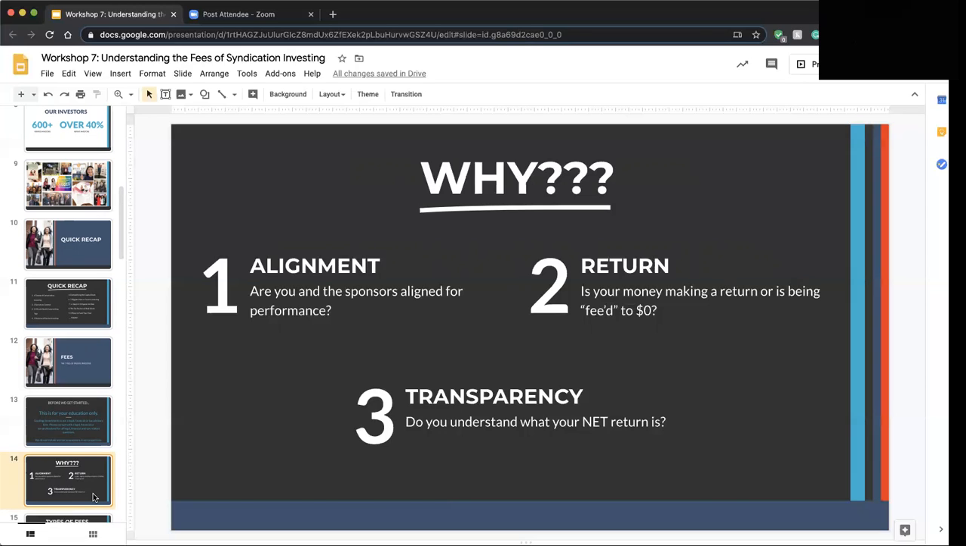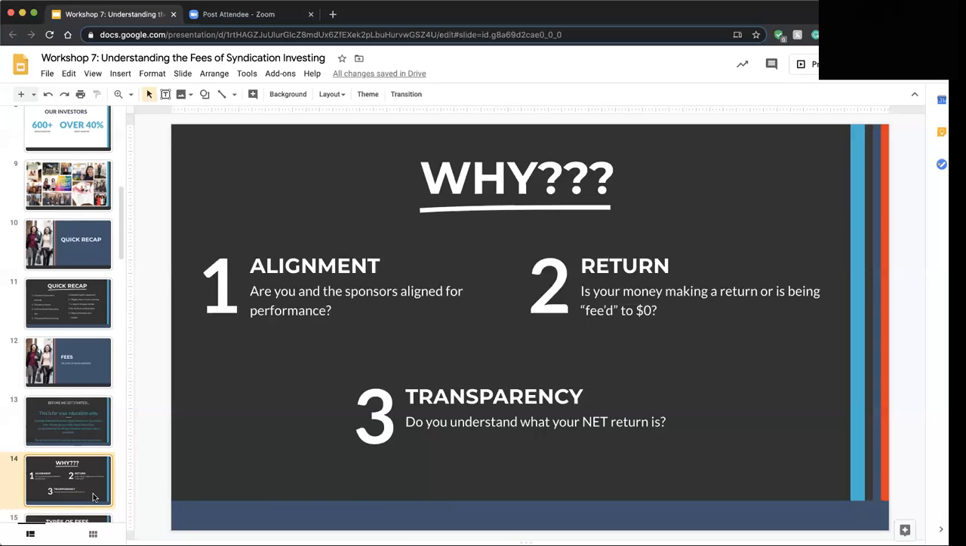Two, is your money or return being fee'd to death? Is it going to zero? That's one of the largest issues that I have with the stock market: whether my particular investment, mutual fund or whatever, or my advisor makes a fee whether that asset performs or not.